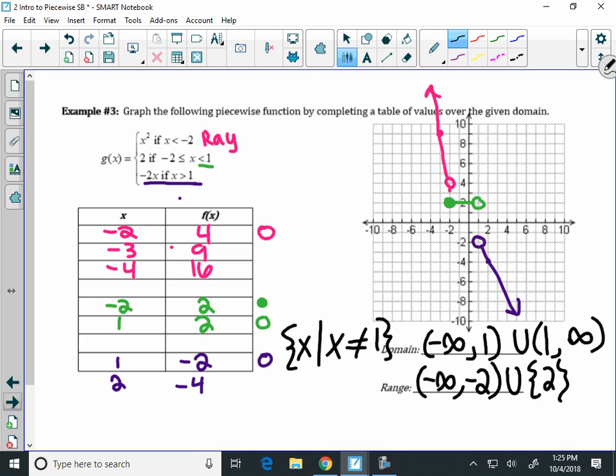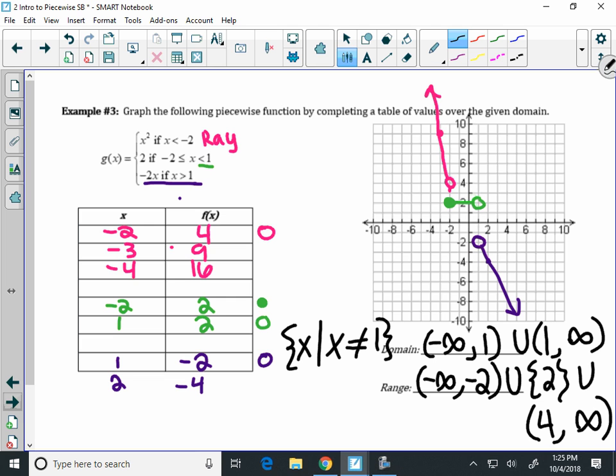So there's negative infinity to negative 2. Then I have no y values until 2. And then my last set of the range goes from 4 all the way up the rest of the positives. That would be your range.